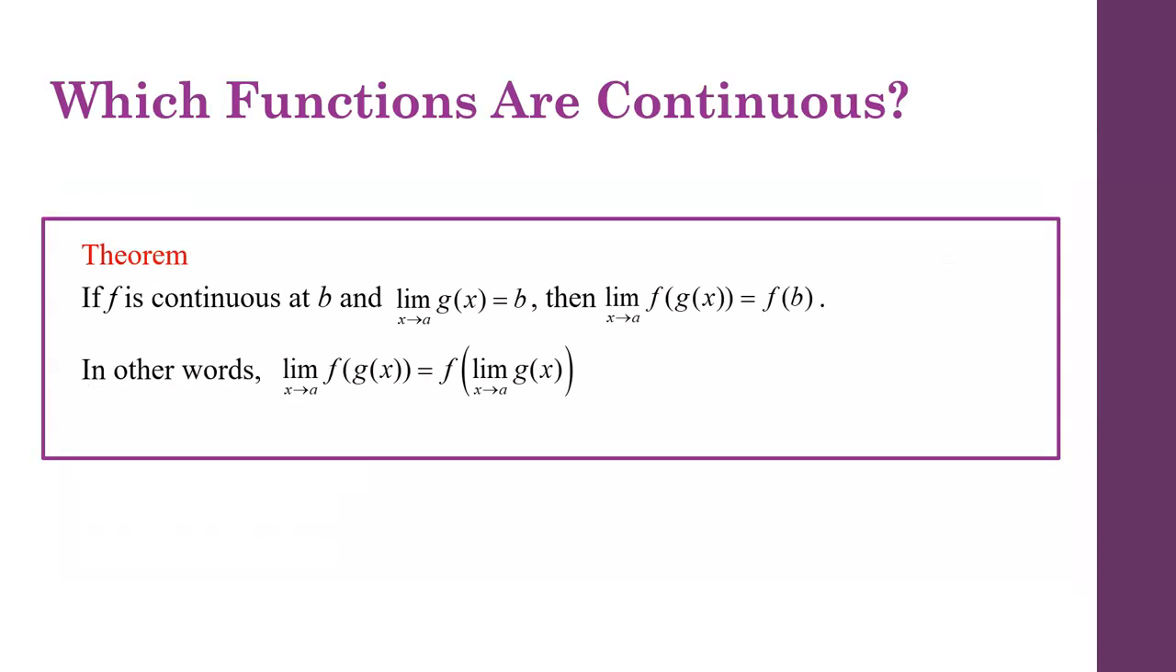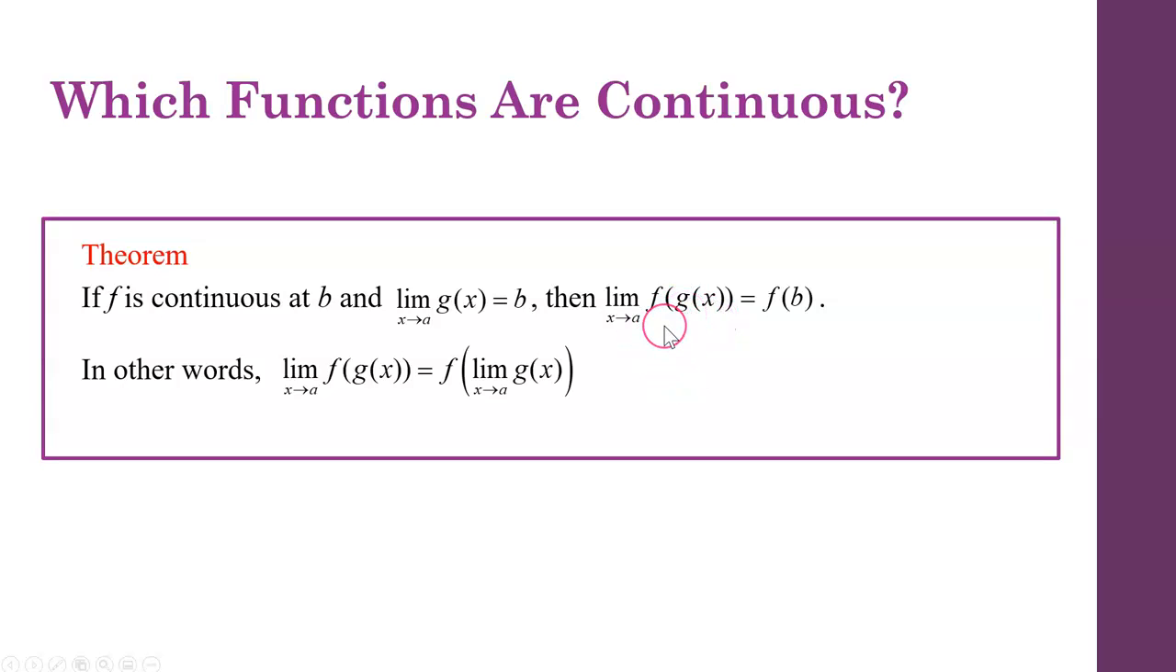So our first theorem says that as long as f is continuous at b and the limit of this other function g of x as x goes to a is b, then I can take the limit as x goes to a of f of g of x, and I get f of b, right? So as long as f is continuous, I can evaluate the limit of g of x first, and then plug that into f, and then evaluate that limit.